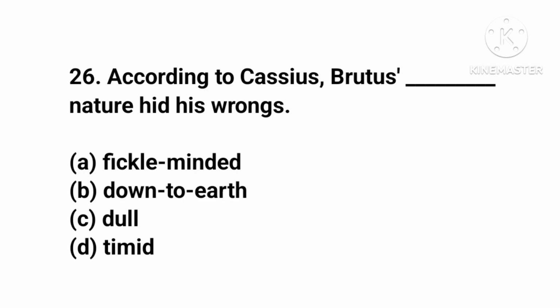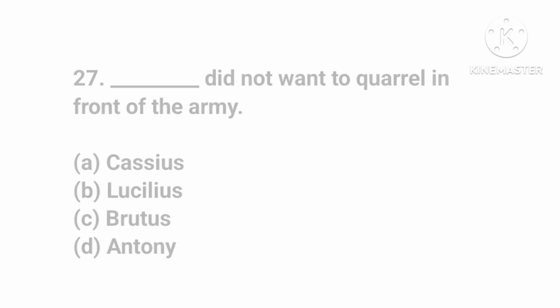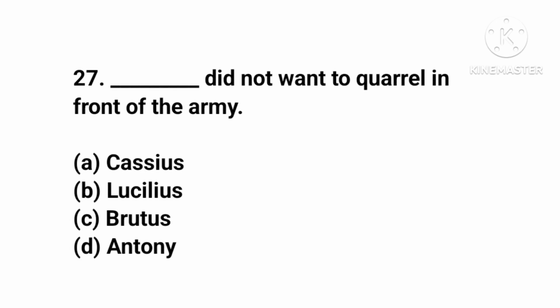You are right again. According to Cassius, Brutus is down-to-earth, humble nature that hid his wrongs. He was very sober. Number 27. Dash did not want to quarrel in front of the army. He said that the army must see our love and they should not see us quarrel among each other. So who was with this opinion?